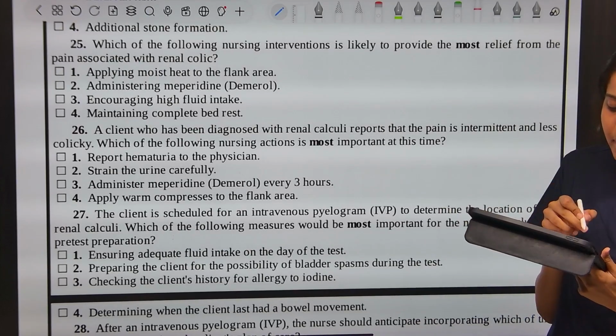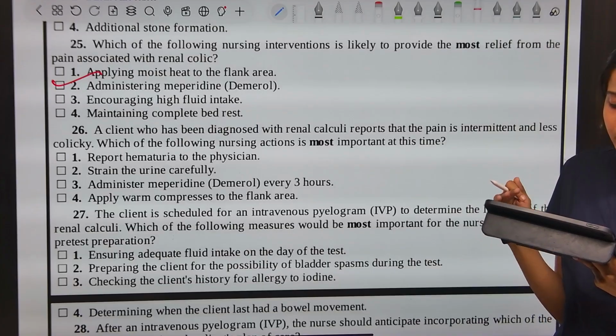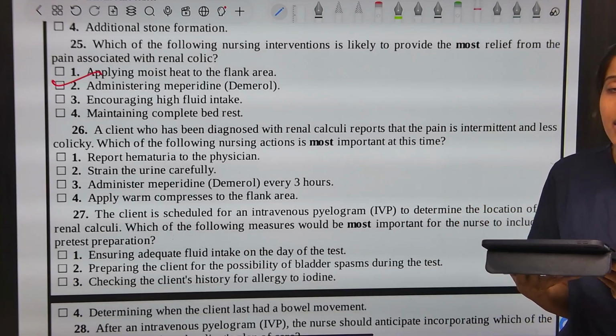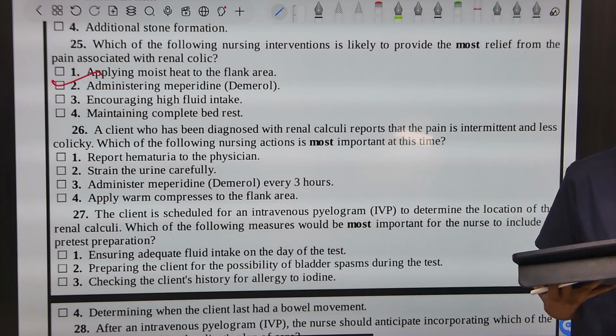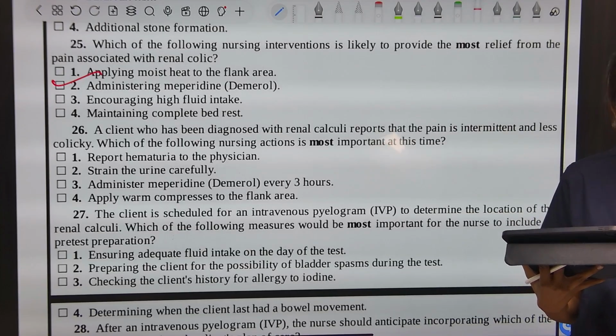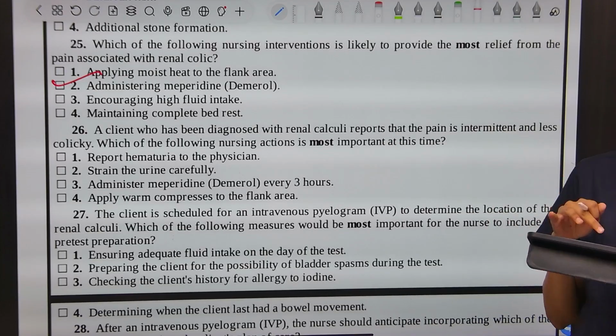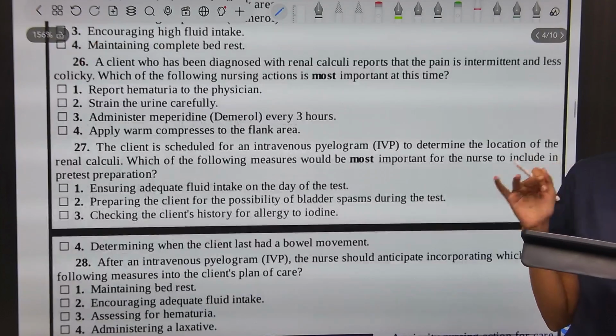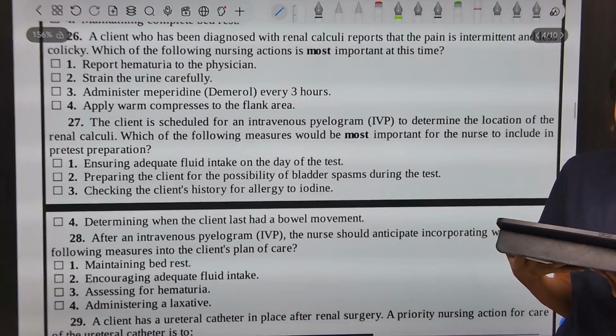The right answer will be answer number 2, administering morphine. In the previous question we discussed that the renal colic pain is very severe, so we have to administer morphine as an analgesic. Now read question number 26.